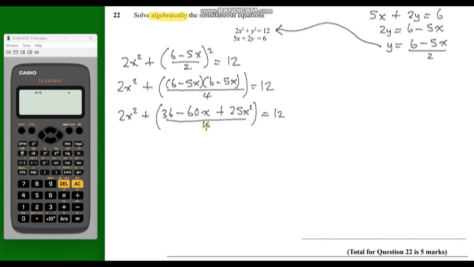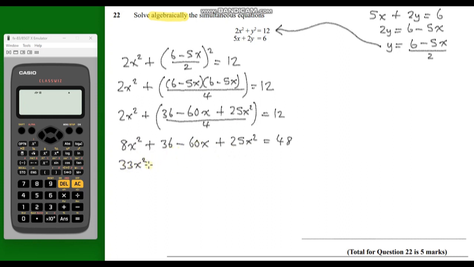Well, we can get rid of the 4. So let's get everything on one line. So to get rid of this 4, we can just multiply everything by 4. So 2x squared times 4, that will give us 8x squared. And then if we multiply this fraction by 4, that will just get rid of the 4. So we've got 36 minus 60x plus 25x squared. And that equals 12 times 4 is 48. So now we've got everything on one line. It's going to make it a lot easier. So if we get all of the x squared terms together, 25x squared plus 8x squared, that will be 33x squared.